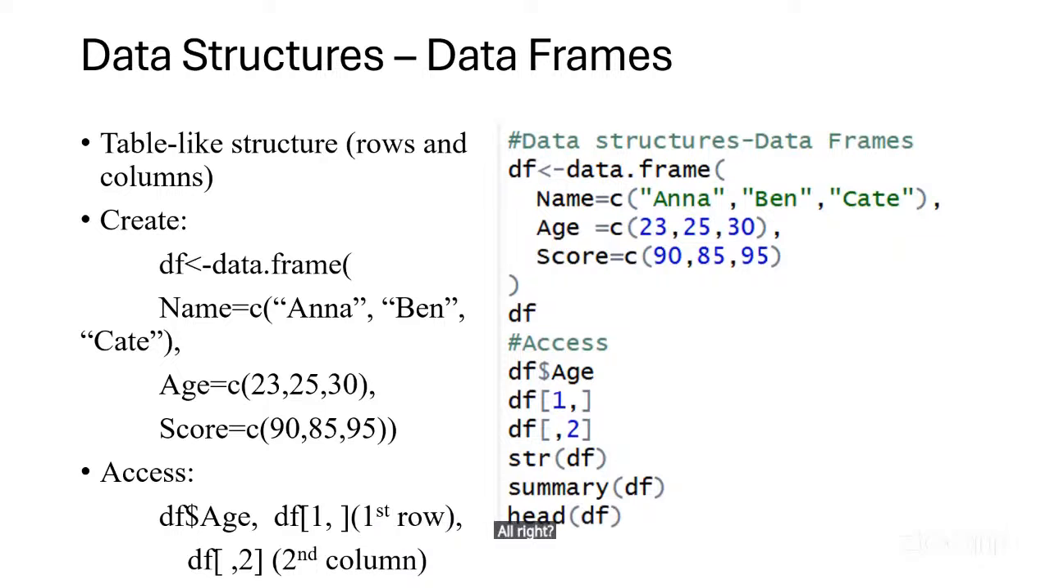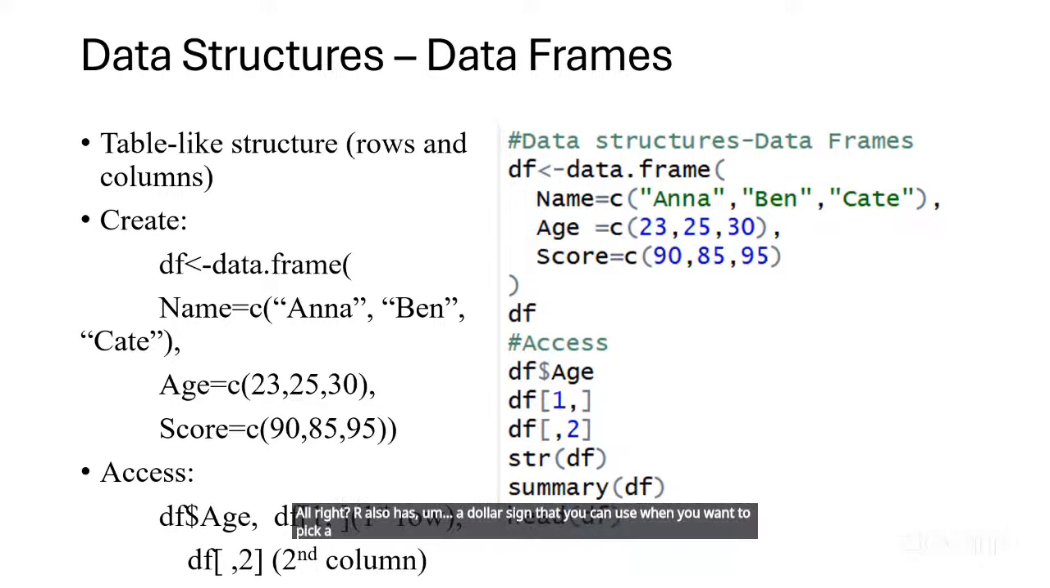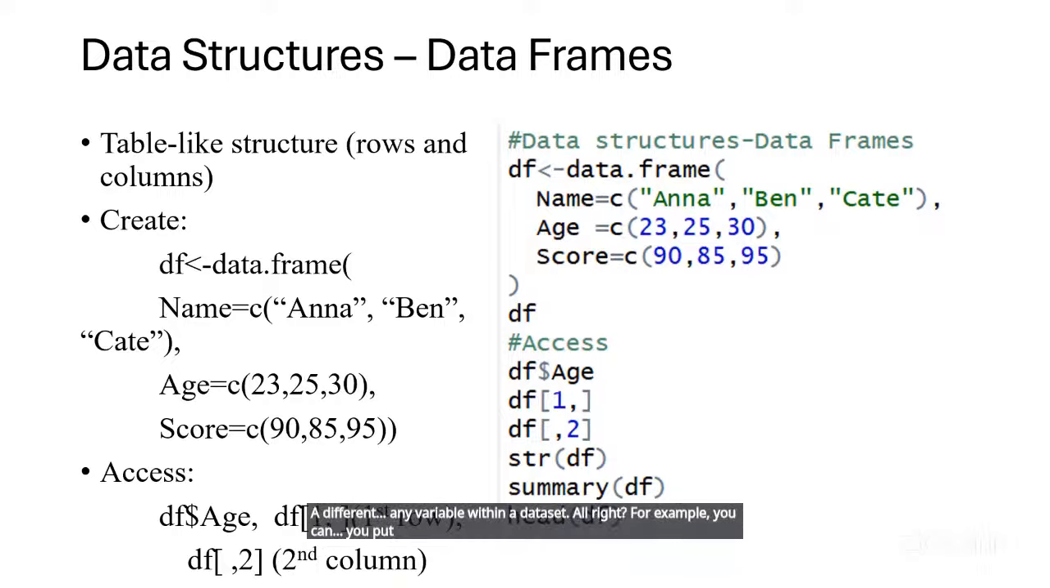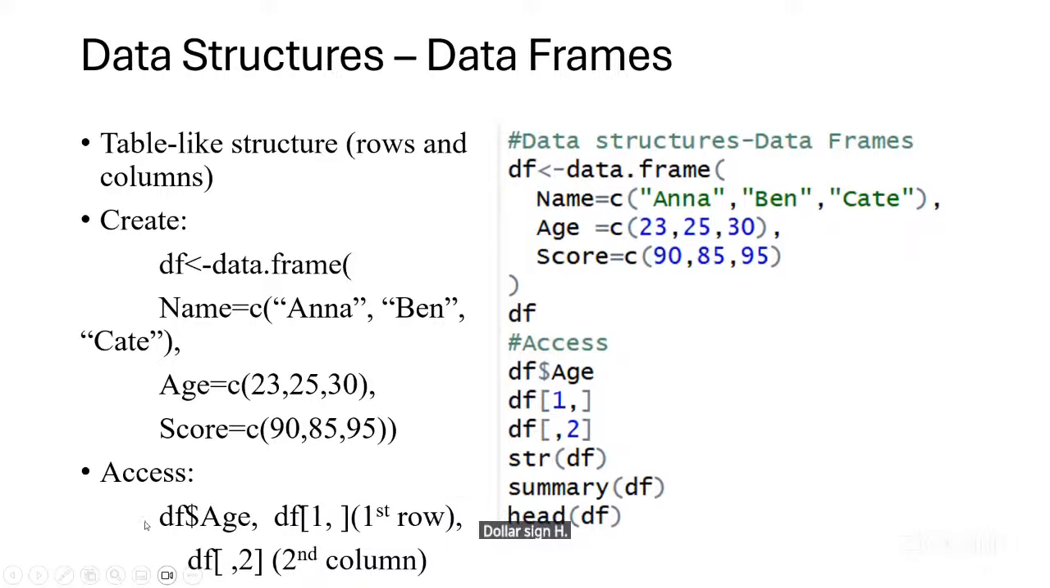R also has a $ sign that you can use when you want to pick any variable within a data set. For example, you put the name of your data set, $age. This is what this command does.